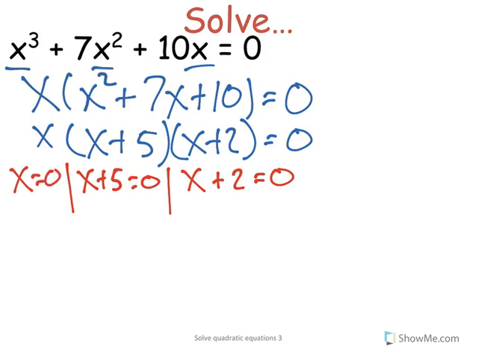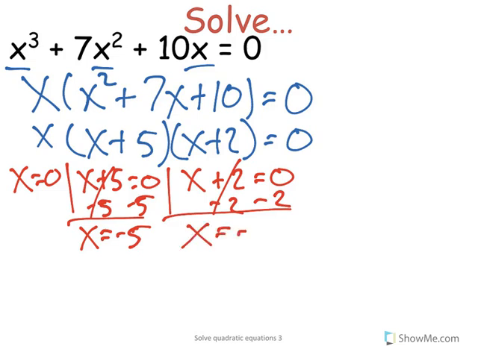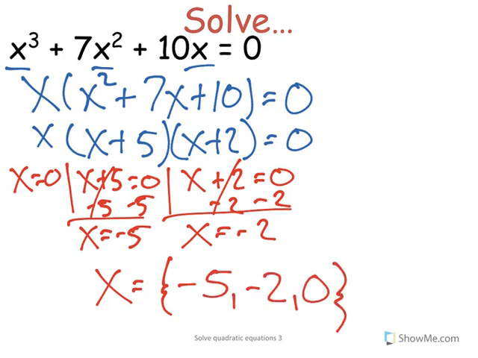So the first equation is already solved for us, right? X is equal to 0. The second one, we add negative 5 on both sides. We get x is negative 5. The third one, we add negative 2 on both sides. We get x is negative 2. So now our solution set will actually have 3 distinct roots. We have negative 5, we have negative 2, and we have 0. And all of them will check. If we actually go back and sub them in individually, they're all going to end up checking our equation.